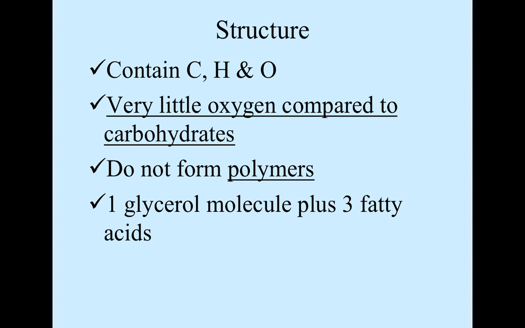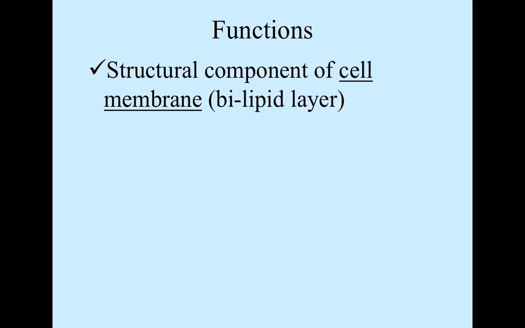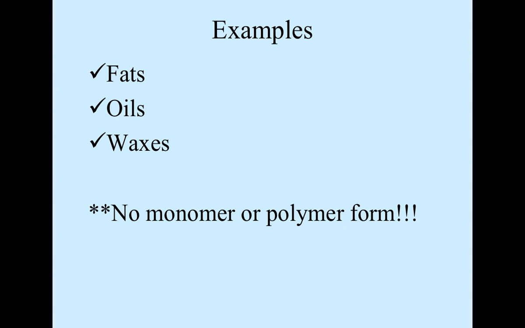These are really important, and you'll take a look at this when we look at the cell membrane, because that is one of its main functions. It is the structural component of the cell membrane, the lipid bilayer. So we have 2 layers of lipids as part of this. Examples of lipids include things like fats, oils, and waxes. And unlike the others that we're going to be talking about, there is no monomer or polymer form for a lipid.